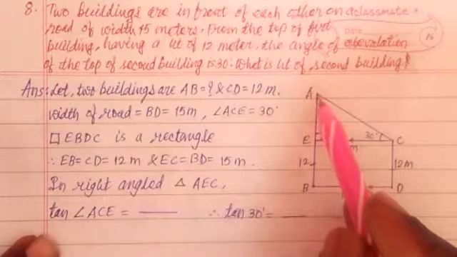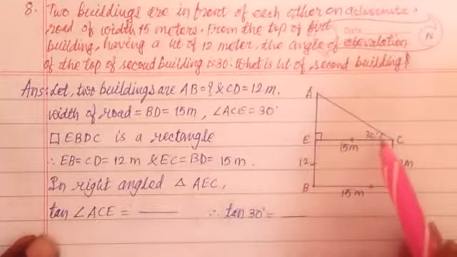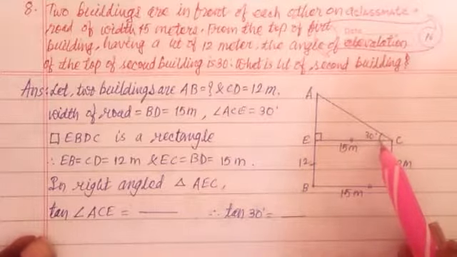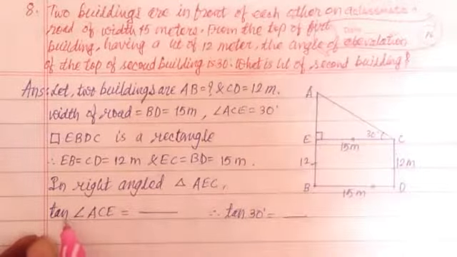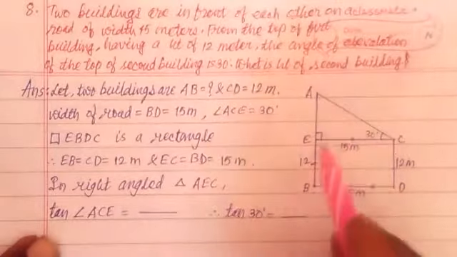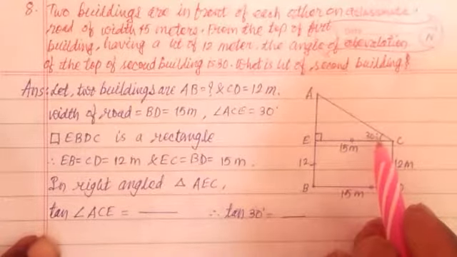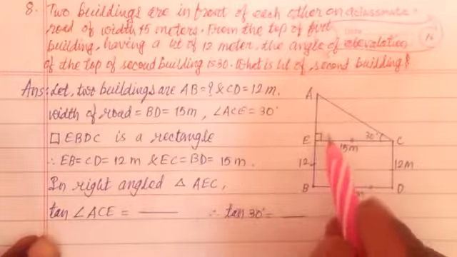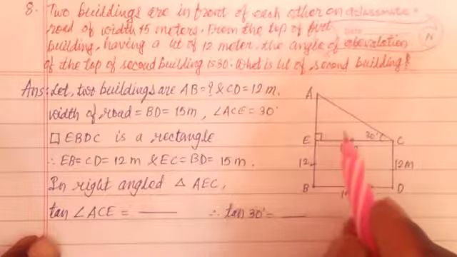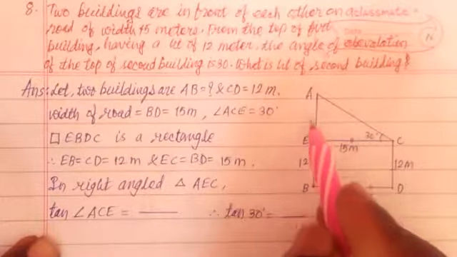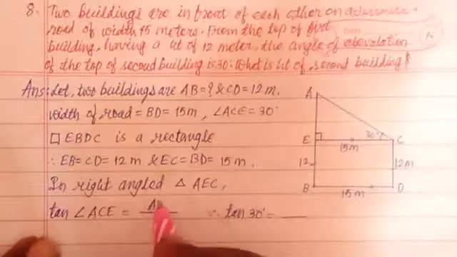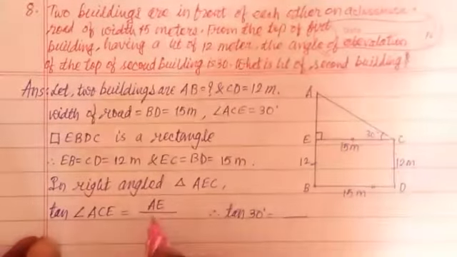Now in this right angle triangle AEC, tan ACE is equal to, tan of ACE is opposite side upon adjacent side, means AE upon EC.